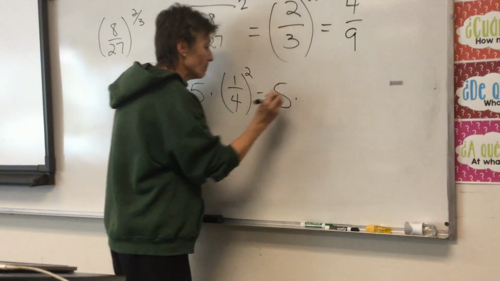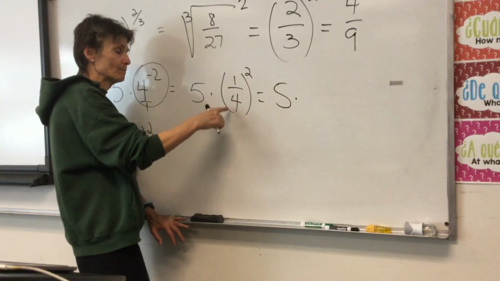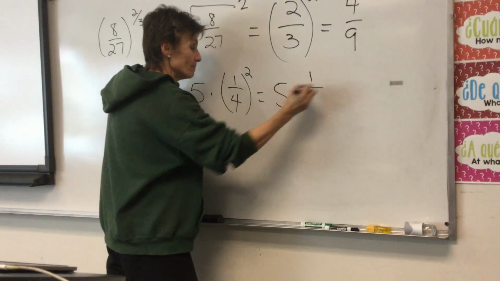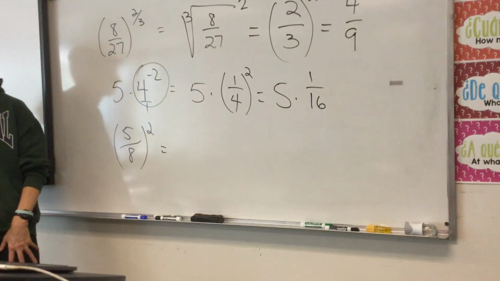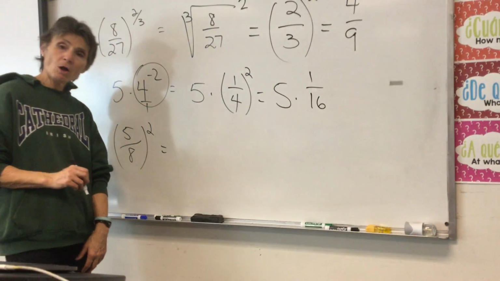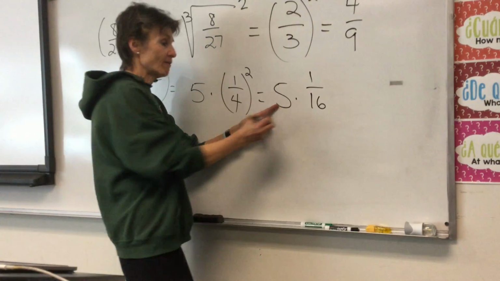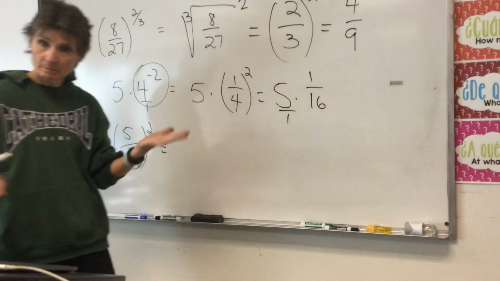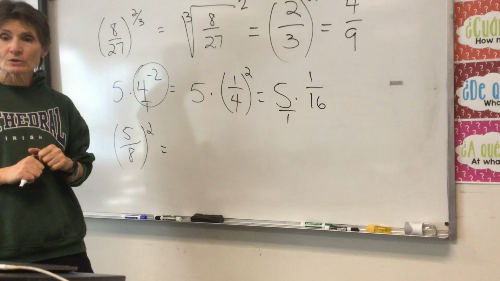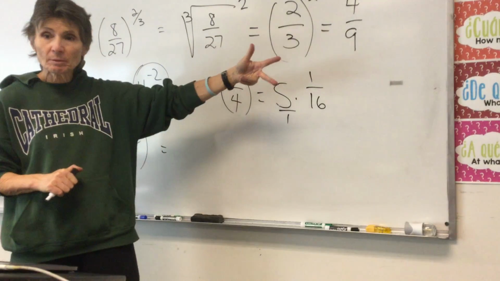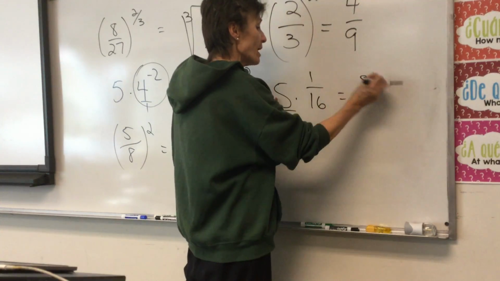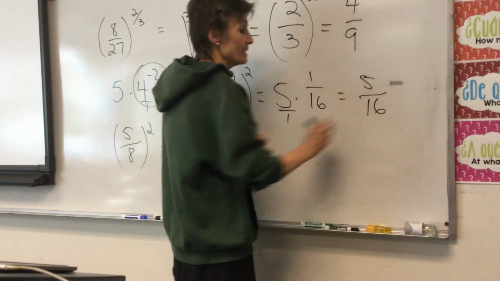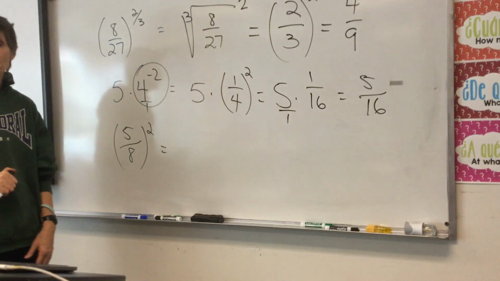Now, still don't combine them. Now you got to work this out. 1 squared, 4 squared. Now you are multiplying 5 over 1 times 1 over 16. When we multiply, we go straight across. So 5 times 1 is 5, and 1 times 16 is 16.